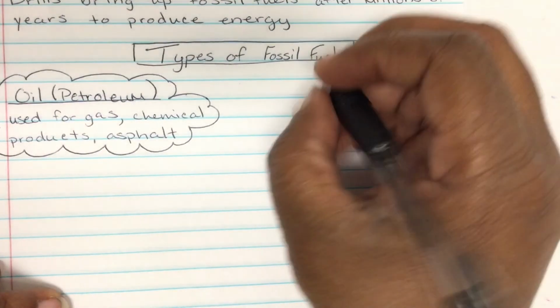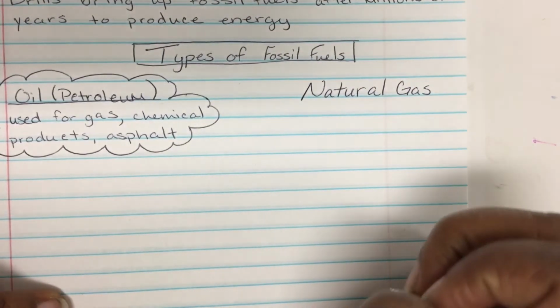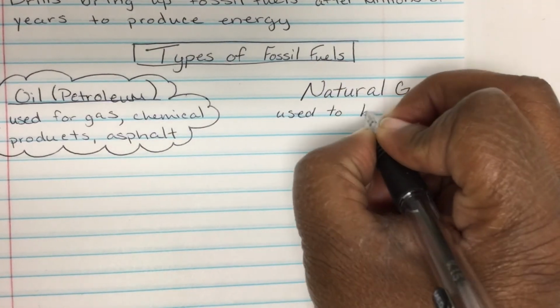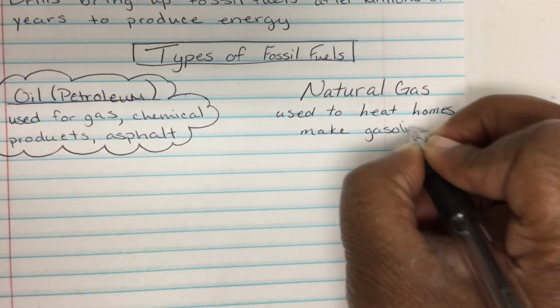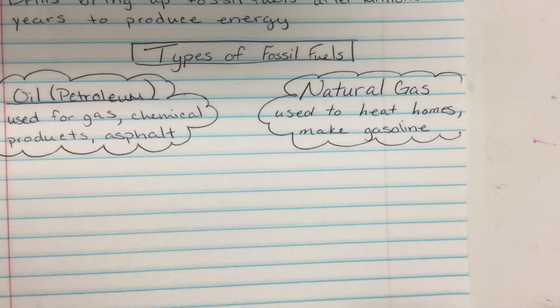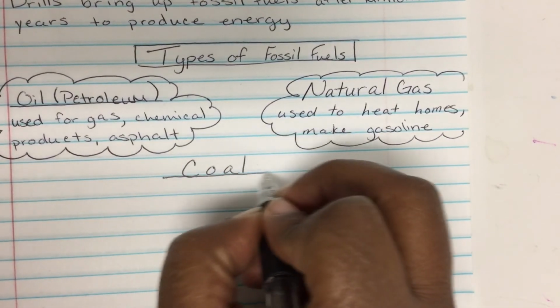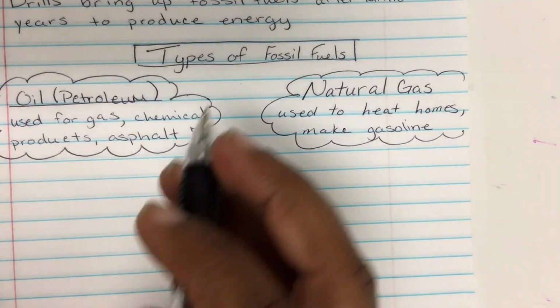Next, we'll look at natural gas. Natural gas is used to heat homes and make gasoline. Once again, many more things that we use natural gas for, but we don't have time to list. Our last fossil fuel that we talk about is coal. We use coal for a lot of things, mainly electricity, to power trains, and to cook food.